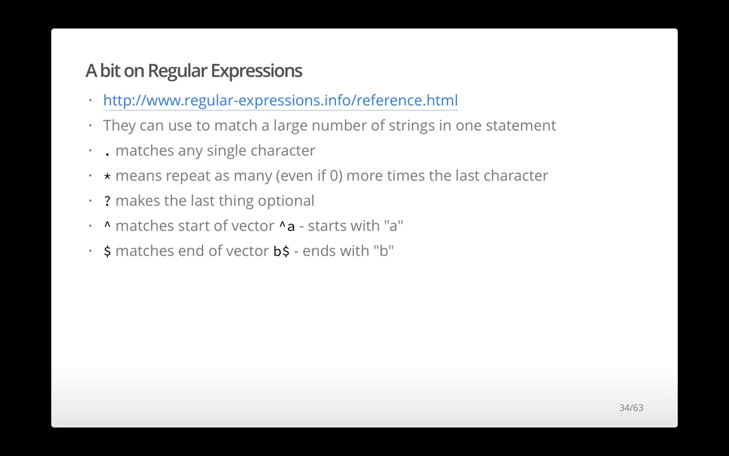So caret, or the hat, or whatever you call it, says the beginning of a string. So if I say caret A, and I put that in some of these search functions, it says, I want you to find things where the very first character is an A, a lowercase a, specifically. Okay? Dollar sign means just the end of the string. If I say b dollar sign, it says, I want any character string that has a lowercase b at the very end.